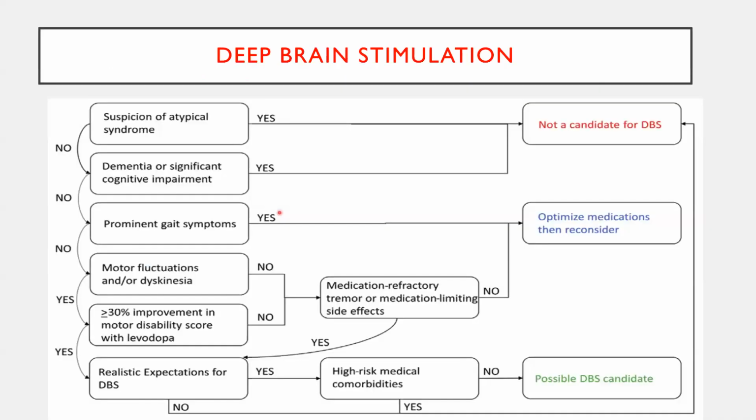So this is the spectrum. If a patient is having atypical symptoms, dementia, predominant gait symptoms, there is no role of DBS. Okay. If a patient is having motor fluctuations, levodopa sensitivity, and the patient's attenders have realistic expectations and are willing, in that setting also, you can refer the patient for deep brain stimulation.